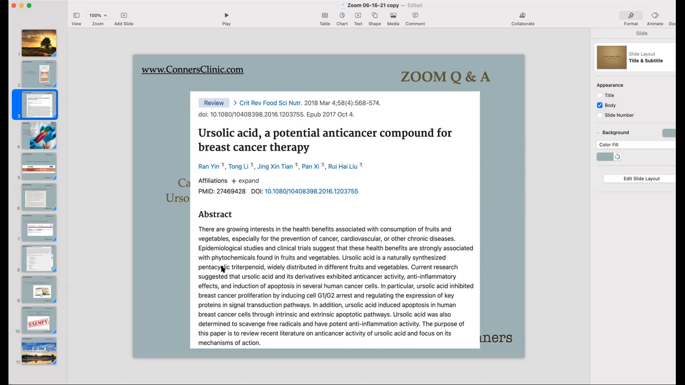So ursolic acid, if we tested that on you, so don't everybody just run out and buy ursolic acid. If we tested it on you and that was something that would nutritionally help with your cancer in our thought process, then we put you on ursolic acid. So this gives you some information about ursolic acid and cancer.